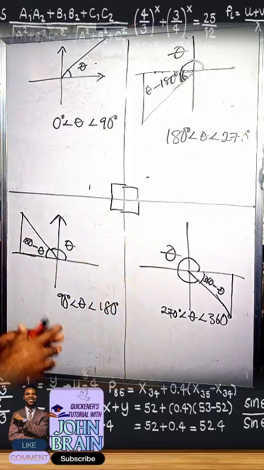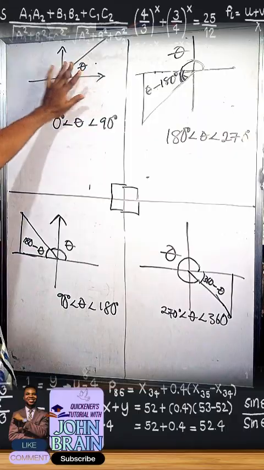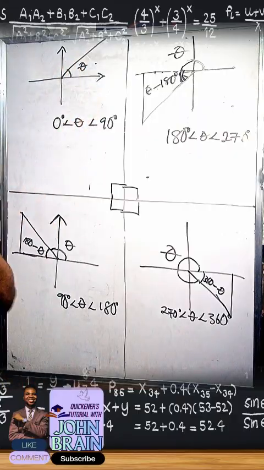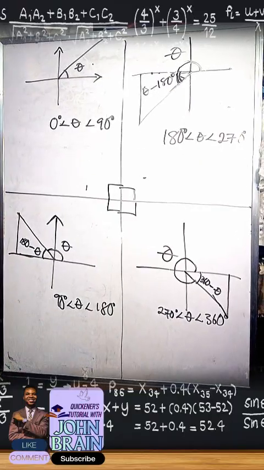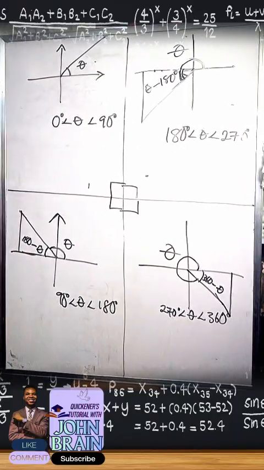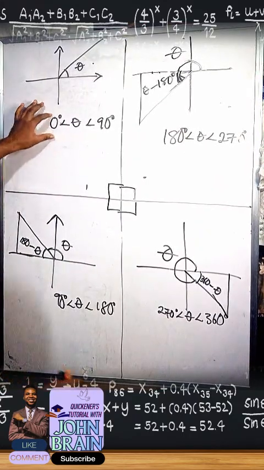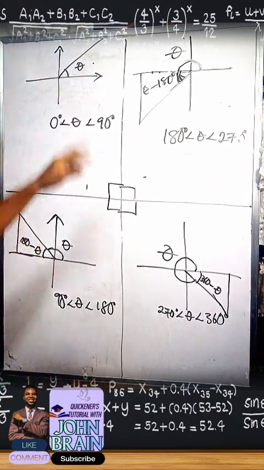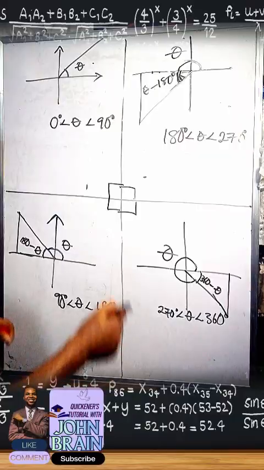So let's take them one by one. This is my first quadrant. Let's start with this one now. My first quadrant are angles from what? I hope you can see that one. Angles from 0 to 90 degrees. So let's establish our ratio for the first quadrant.